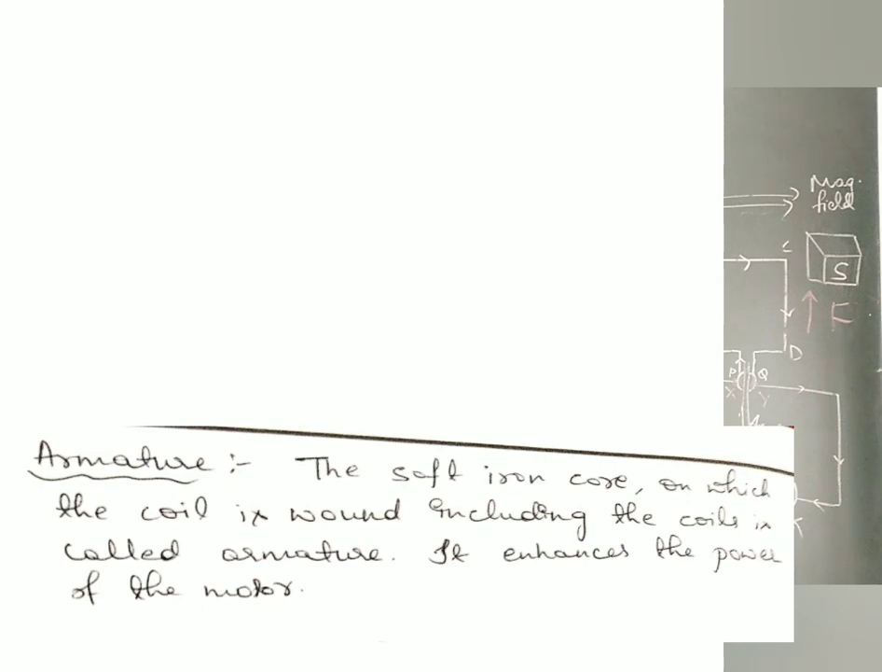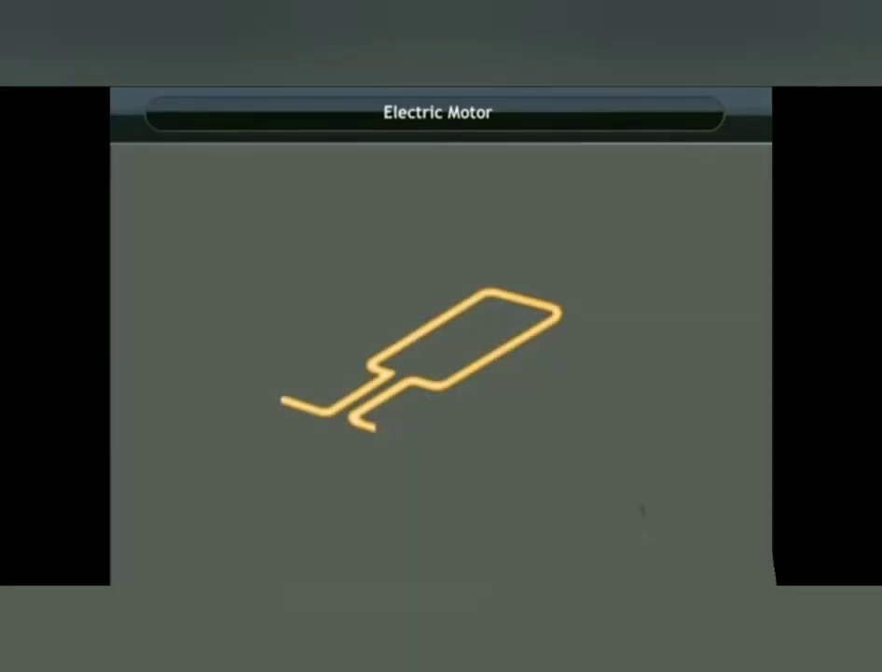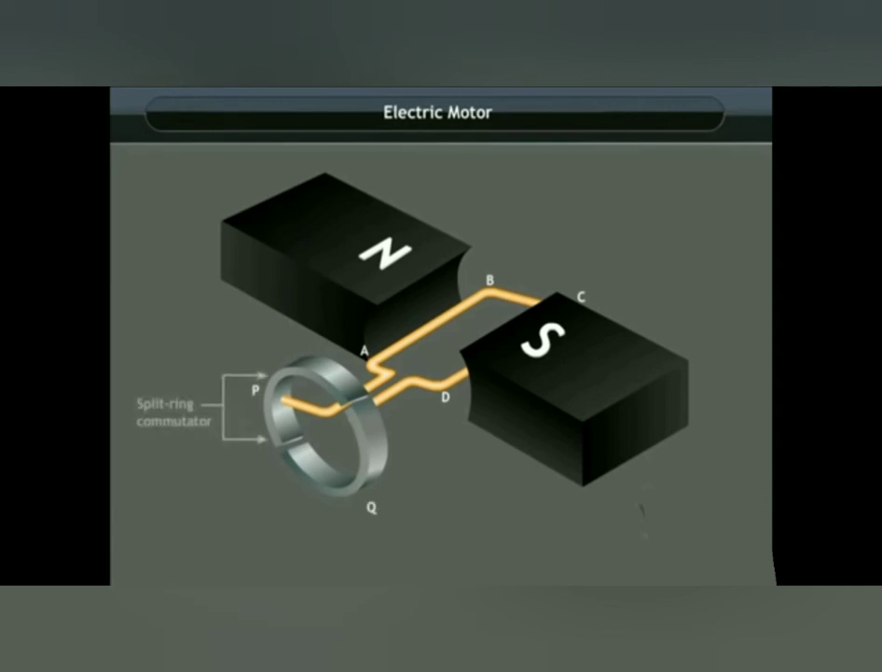and it enhances the power of the motor. Now let us see how practically this electric motor works. We have a rectangular coil named ABCD, which has 2 terminals, and this rectangular coil acts as an armature and is placed between the north and south poles. Observe, the ends of the coil are attached to the split rings named P and Q, and this split ring acts as a commutator.